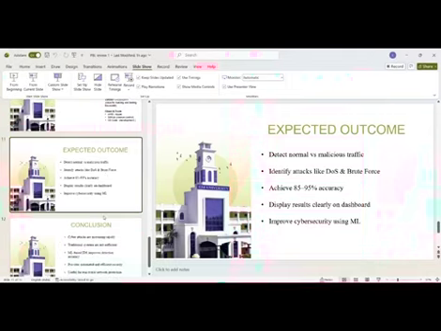Improve cybersecurity using ML. Overall, the system enhances security by detecting threats faster than manual methods, reducing human effort, adapting to new attack patterns, and providing automated alerts and insights.